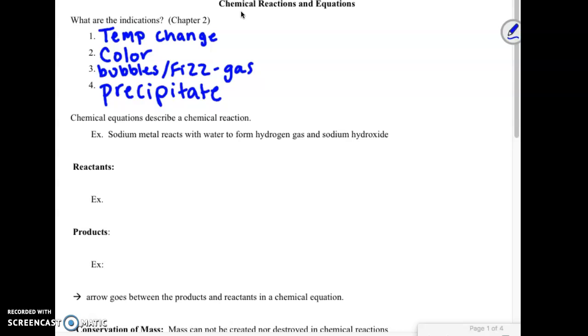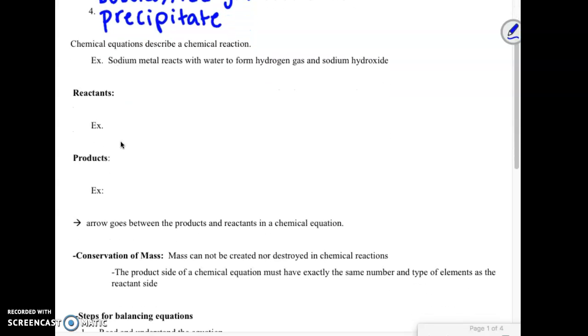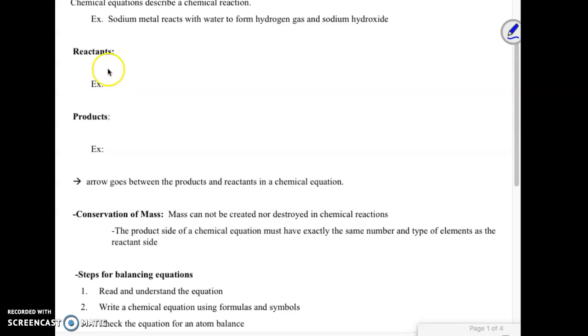So what we're going to do now is we're going to learn how to do chemical reaction balancing, okay? So this equation right here, sodium metal reacts with water to form hydrogen gas and sodium hydroxide. That equation right there is going to be my example equation that I keep coming back to. So just make sure that you kind of know where I'm talking about there. I am looking at this example, so I'm going to just keep coming back to that example.